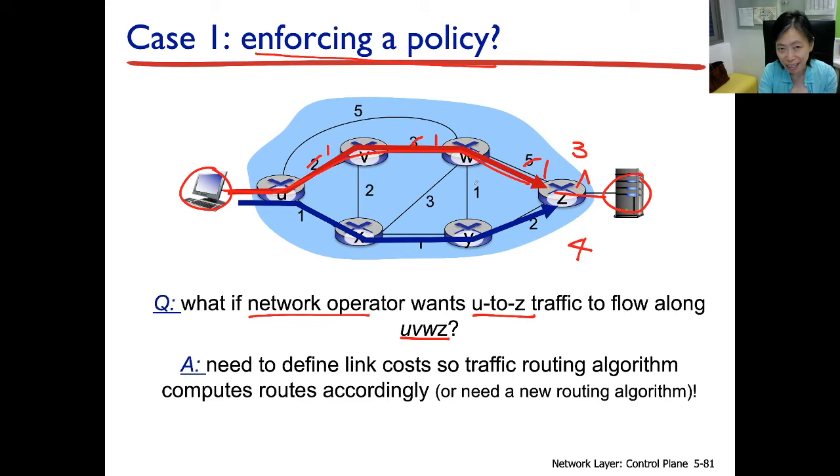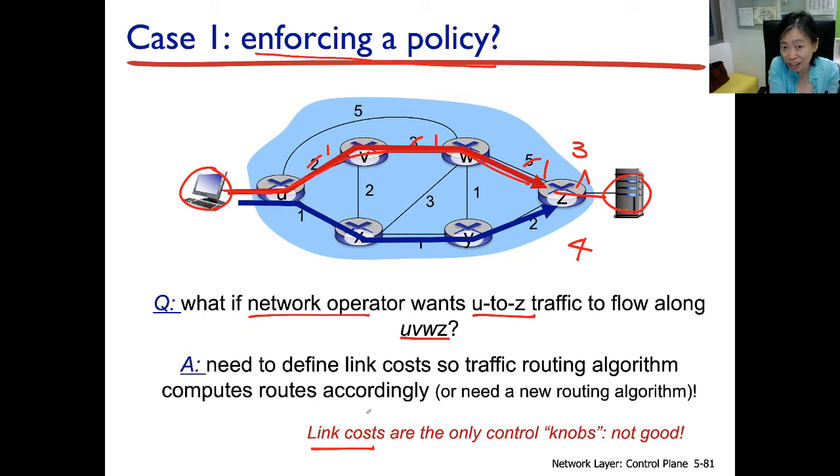But you see, link cost there is the only control knob allowing the network admin to change or enforce a specific path. And you can probably imagine that, for a certain network, if there are other flows going, in order to change the link cost such that all the flows stay the same and only one flow changes, it could be very difficult. So link cost being the only knob, not good, not flexible, and sometimes not possible.